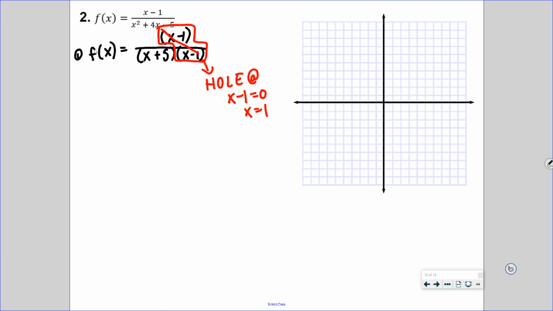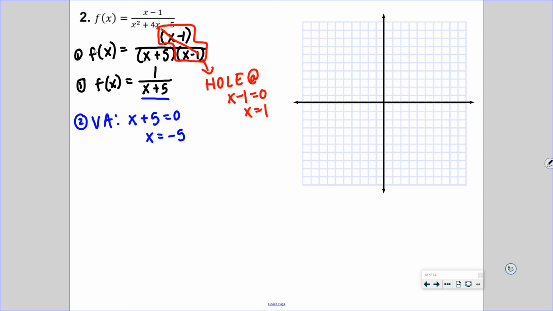So this is my first step here, simplifying it. So then I'm left with 1 over x plus 5. Make that note to yourself, otherwise I guarantee when you go to graph this, you're going to forget to include the hole. Okay, after I simplify, I look for vertical asymptotes. So when is my denominator equal to 0 with what's left over? -5.